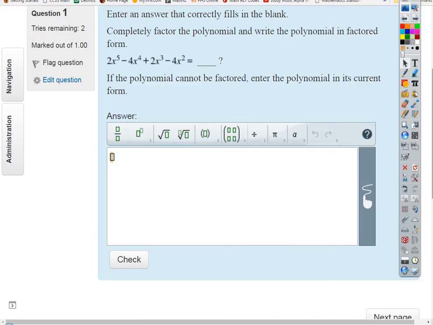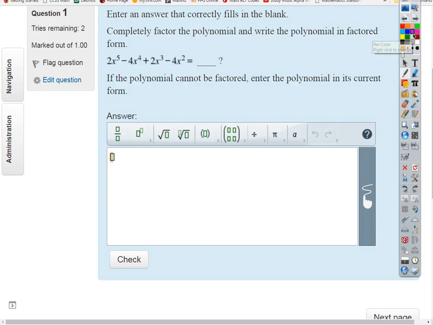So what are we always, if we're trying to completely factor, what are we always going to do first? You can take it out. Yeah, take out a greatest common factor. That's really important. That's easy to forget to do. You've got to see what's the biggest thing I can factor out of all terms. What is it? 2x squared.